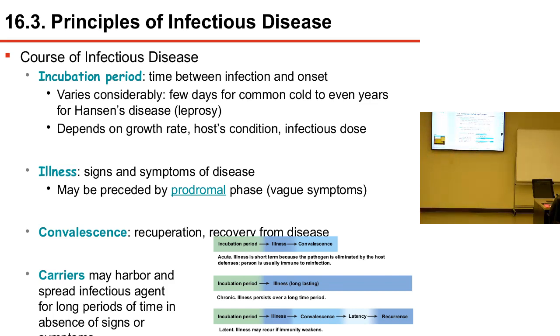And then convalescence is your recuperation and recovery from disease. So which of those three phases are you typically going to be the most infectious? Incubation period. I like that people say illness, because that's usually what most people think. When you're actually experiencing signs and symptoms, you think that's when you're the most contagious. But for most viruses, it actually is during the incubation period. When you don't even know you're sick is when you're the most infectious to other people.